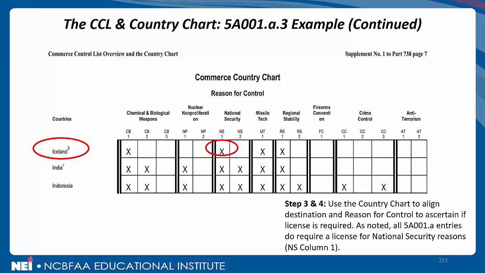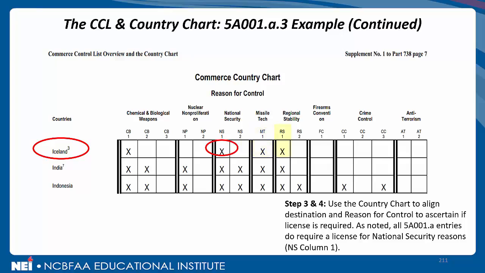But this is where we tie it all together, starting with the description of the product, the CCL index, determining if an ECCN exists for an item, looking at the reasons for control, understanding what they mean, understanding the technical parameters of our product, and then finally, matching that up with the country or countries that we wish to export to.